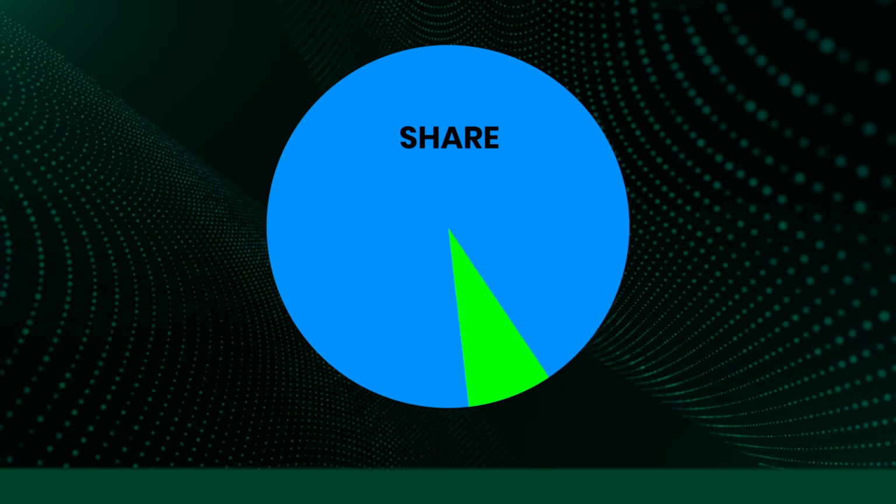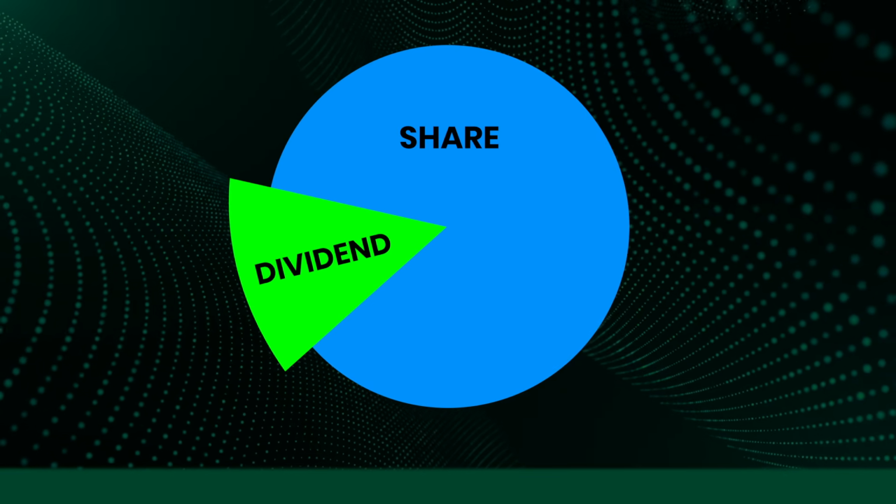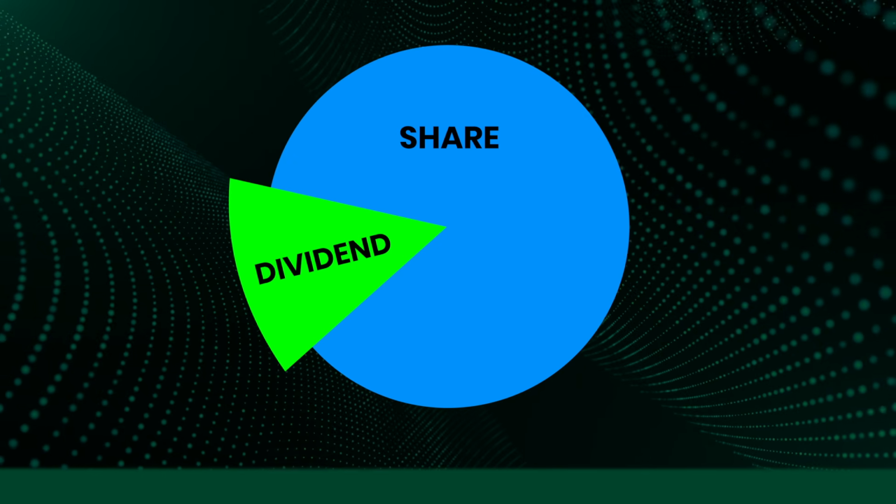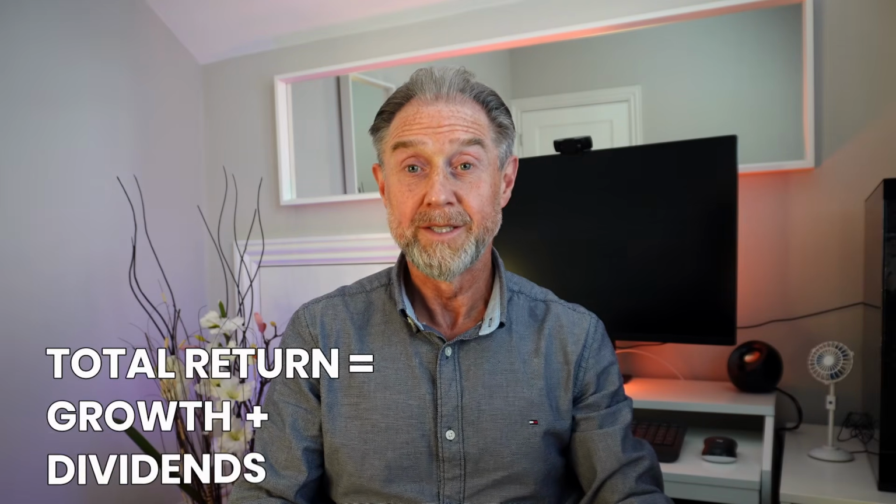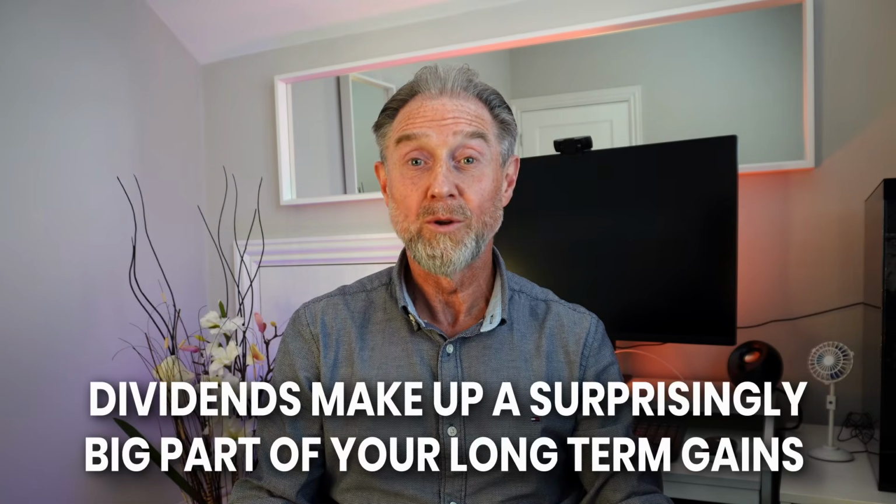But the second source of your return is dividends, the cash payments that the companies that are contained within the fund make to their shareholders. Even if you pay little attention to this, your fund does, and those dividends will either get reinvested automatically for you, in the case of an accumulation version of the fund, or paid directly to you in the case of one which is income or distributed. And these dividends help you grow faster over time. So your total return comes from growth plus the dividends. And for many global funds, dividends make up a surprisingly big part of your long-term gains.